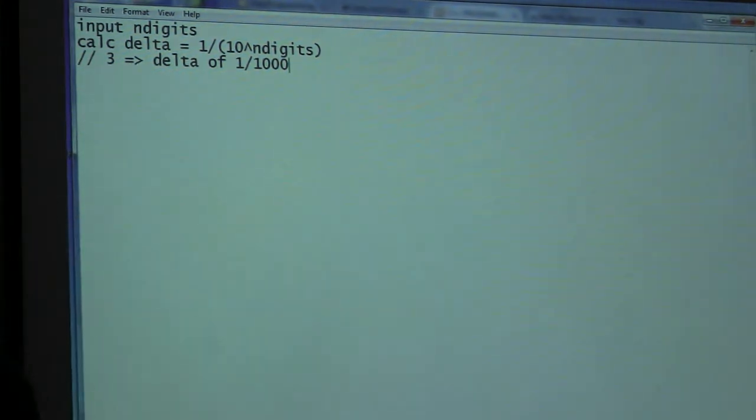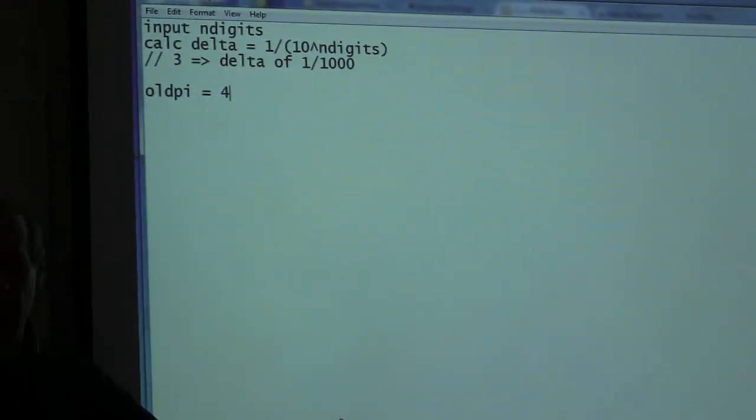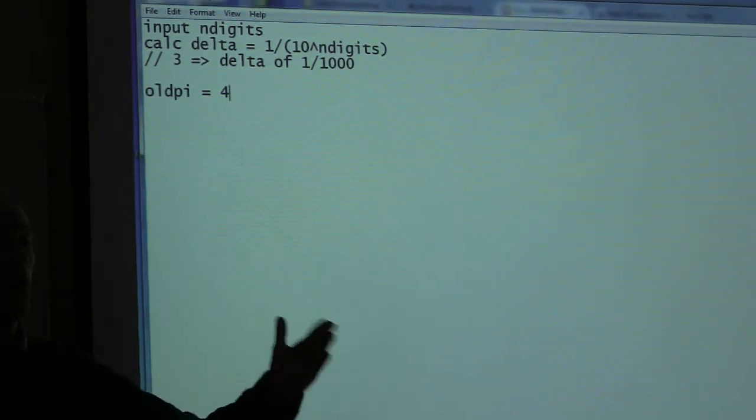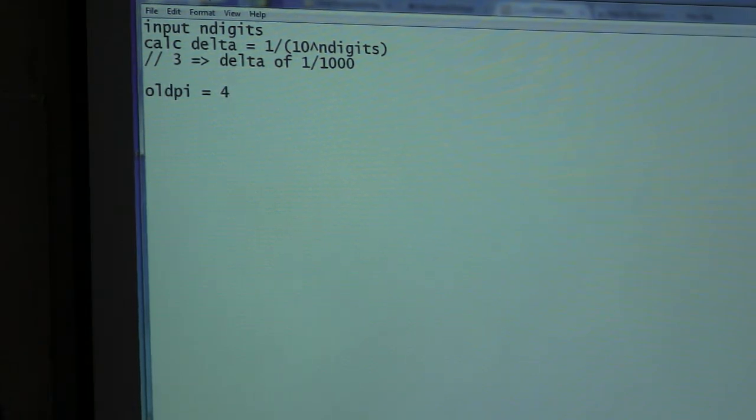That's the idea. So calculate a delta, and then your algorithm is, old pi is, what's it start out? The formula says pi is 4 minus 4/3 plus 4/5, or basically extending that, pi equals 4 over 1 minus 4 over 3 plus 4 over 5. So we see alternating signs in the sequence. The numerator is always 4. The denominator is increasing by 2. It's 1, 3, right? So we say old pi is 4. The denominator can start out as 3.